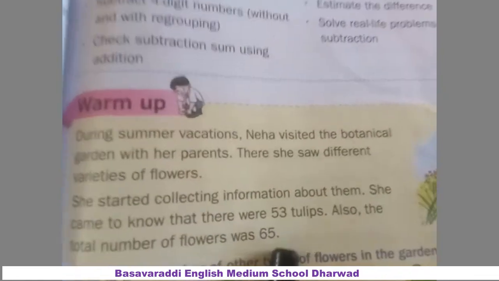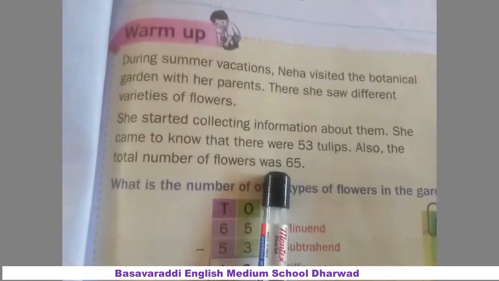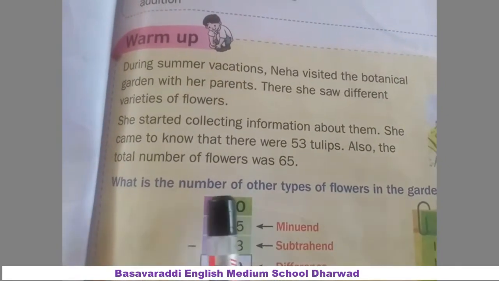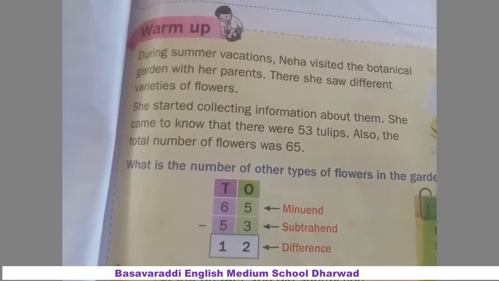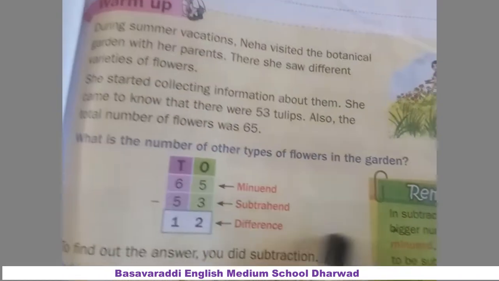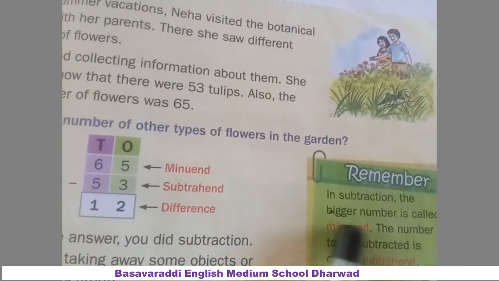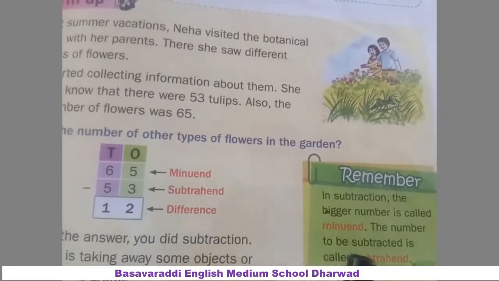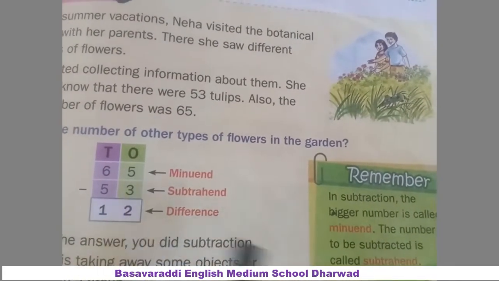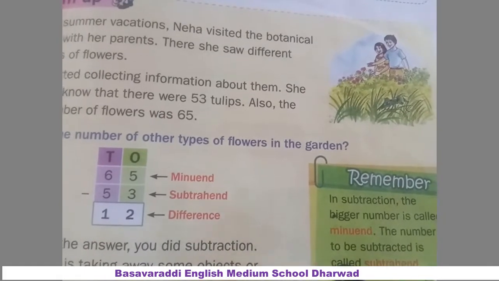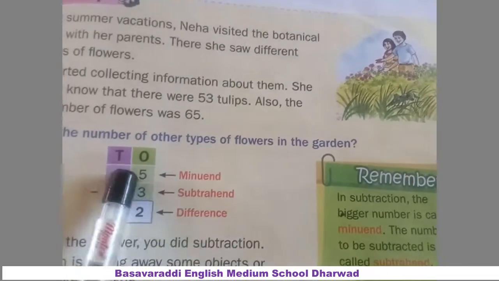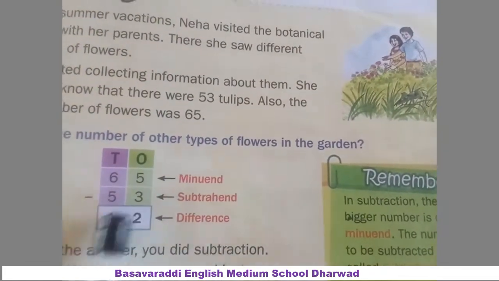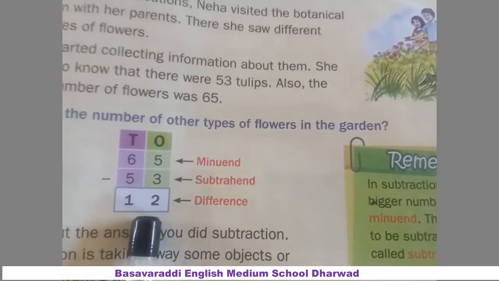She counted that tulips are 53 and the total flowers are 65. Then how many remain? What is the number of other types of flowers? Now, 65 is the bigger number. Remember, in subtraction the bigger number is called the minuend. The number that is subtracted is called the subtrahend. The difference is 12. 5 minus 3 is 2, 6 minus 5 is 1. So the answer is the difference.